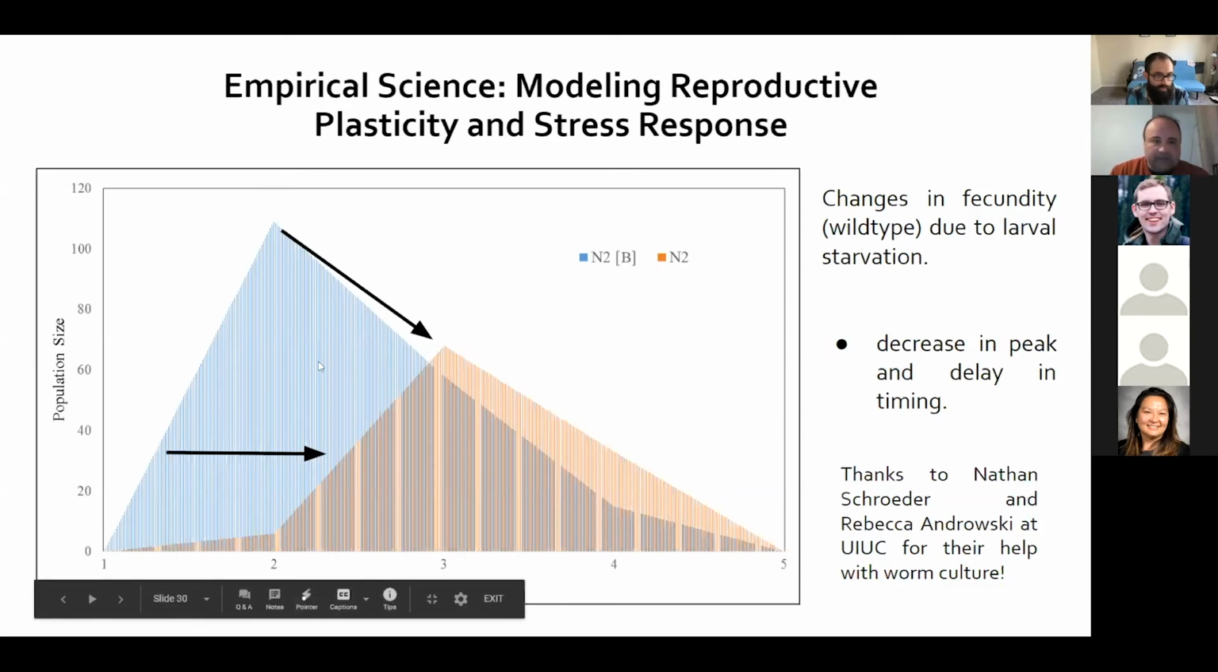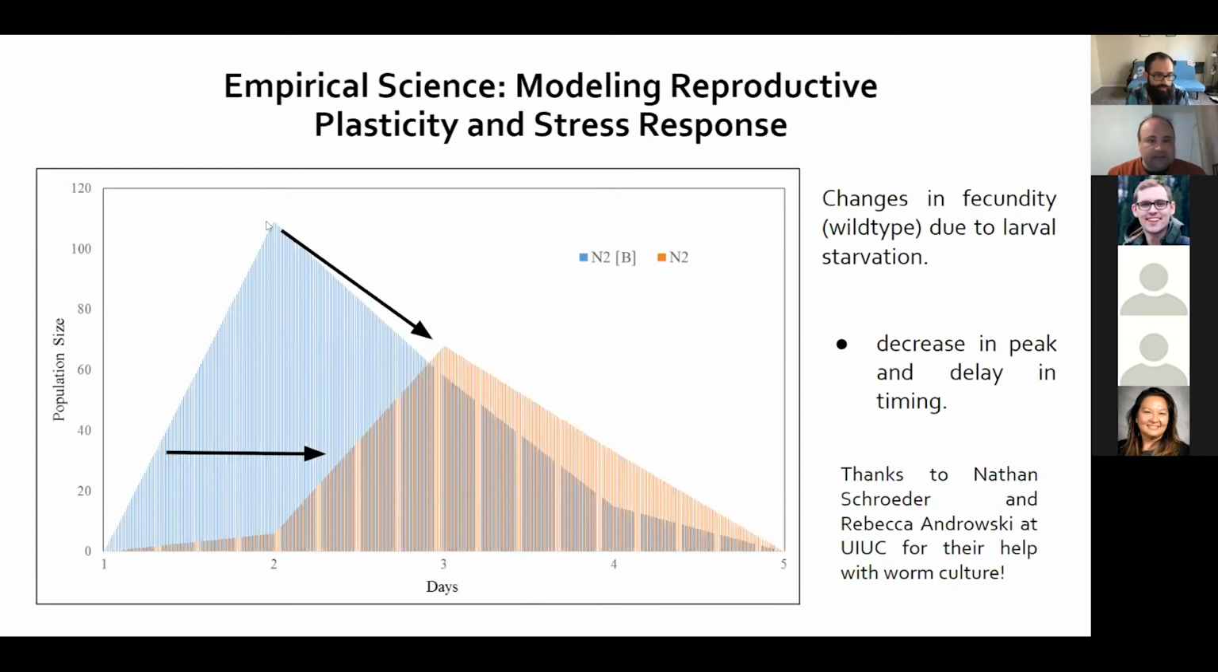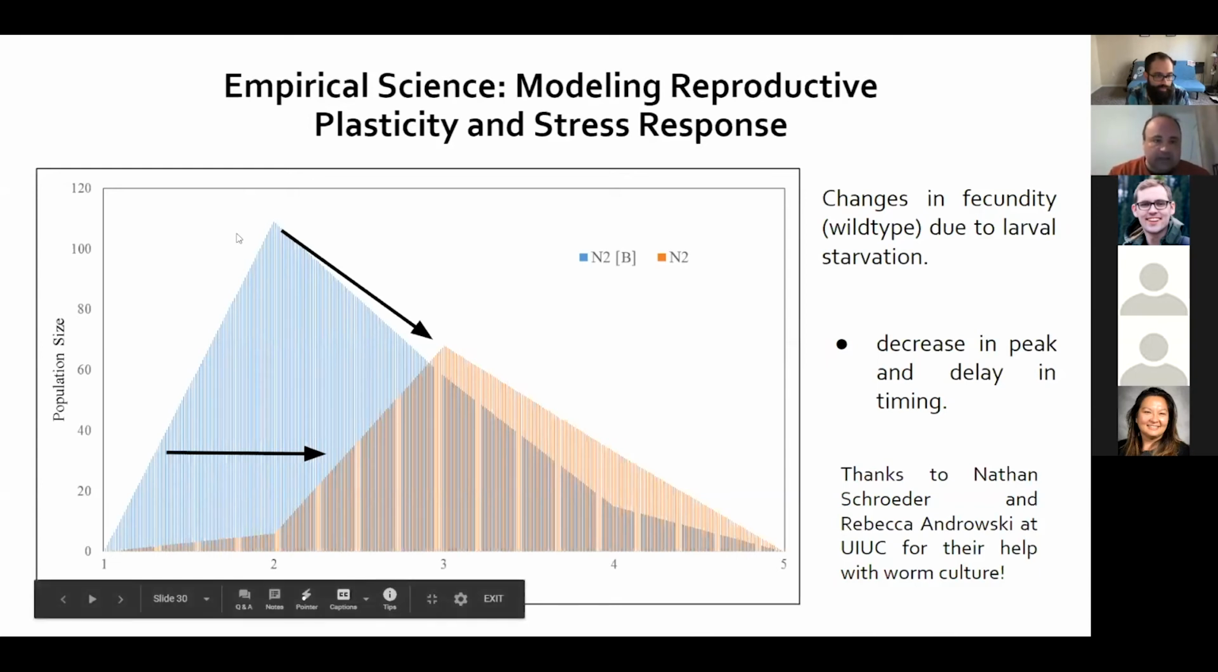So this is the wild type where it's not been starved, and you can see it forms a peak at the second day of adulthood. This graph shows how much reproduction it is doing in adulthood. So this is 1 day after we plated it, so this is early adulthood, and this goes out to 5 days. You have a peak at 2 days, and then it declines.